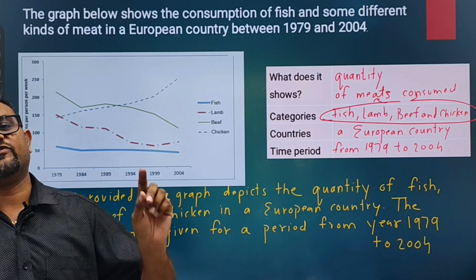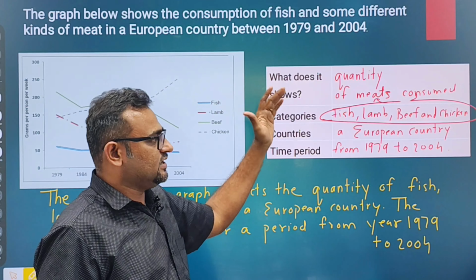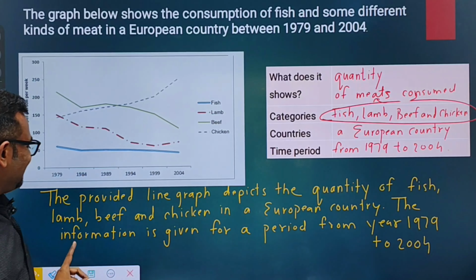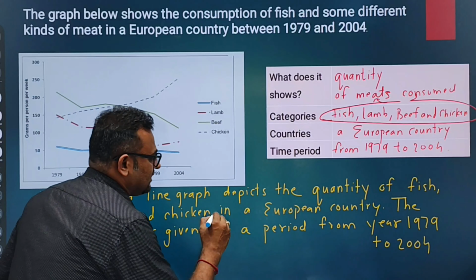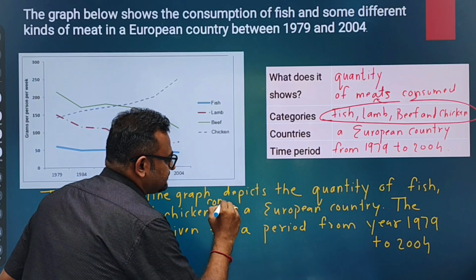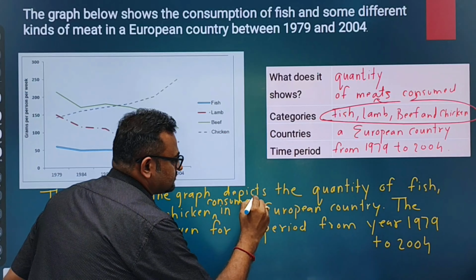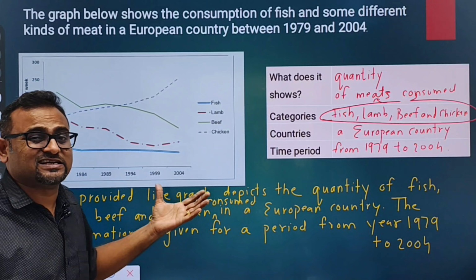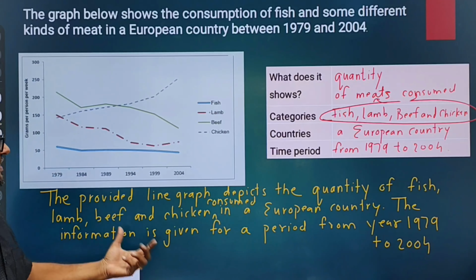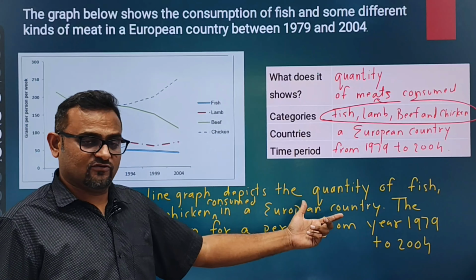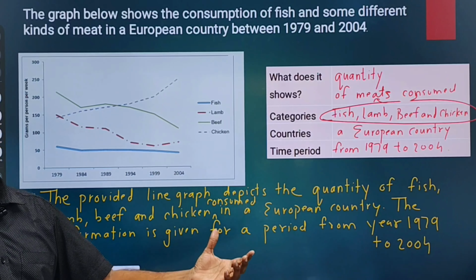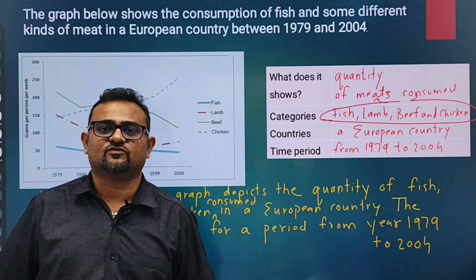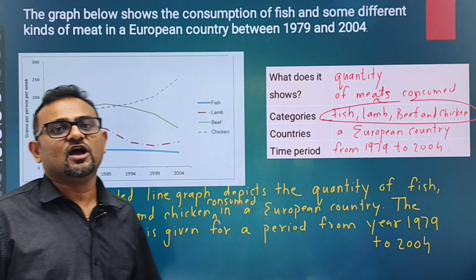The provided line graph depicts the quantity of meat, right? Sorry, there is a mistake. Quantity of fish, lamb, beef, and chicken consumed. Okay, consumed, because this was quantity of meat consumed. So quantity of fish, lamb, beef, and chicken consumed in a European country, and the information is given for a period from 1979 to 2004. Okay, so that's the introduction for line graph. So just note it down.